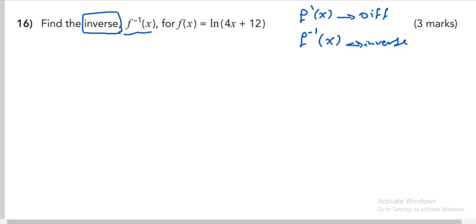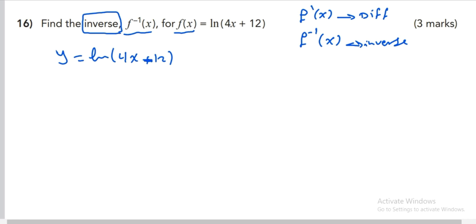First step to find the inverse is to write f of x as y. So it will be y equals ln 4x plus 12. Here, to find the inverse, simply we want to change the subject. In f of x we can see that y is the subject of the equation. To find the inverse, we'll make x the subject of the equation.